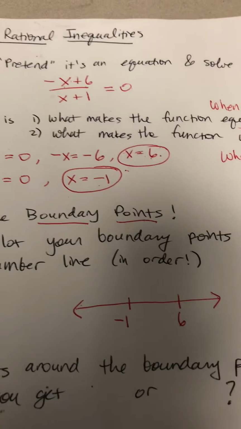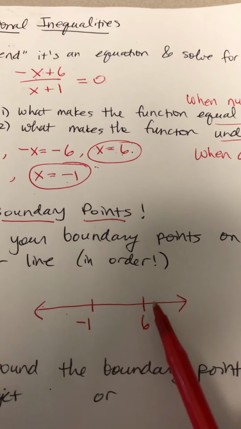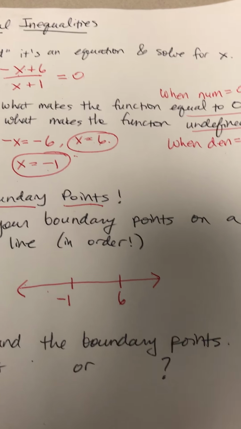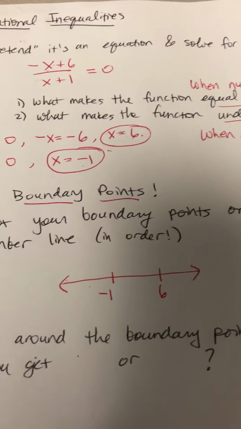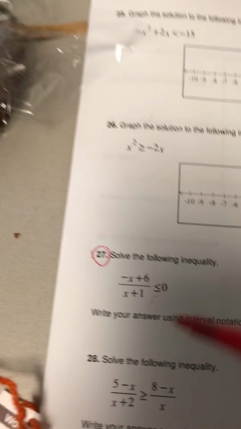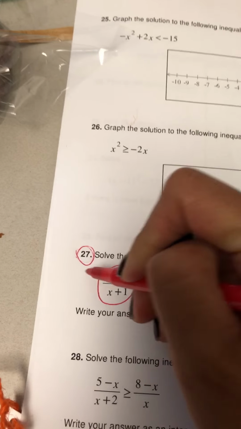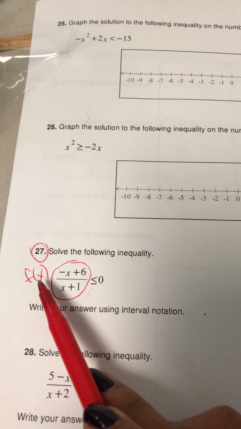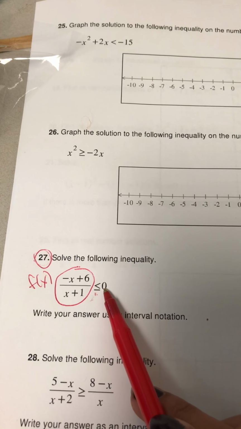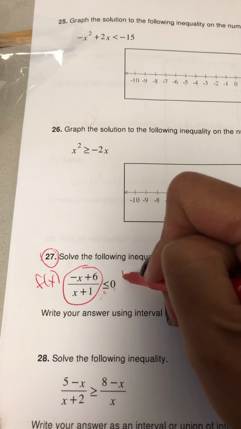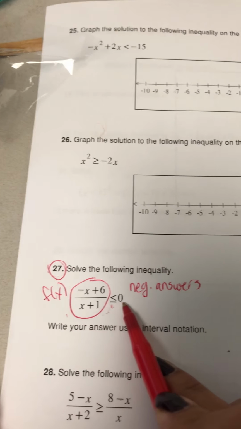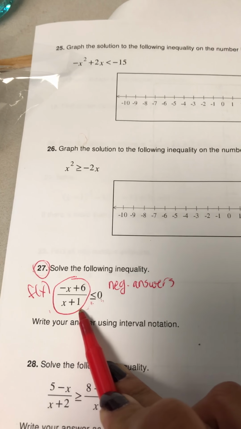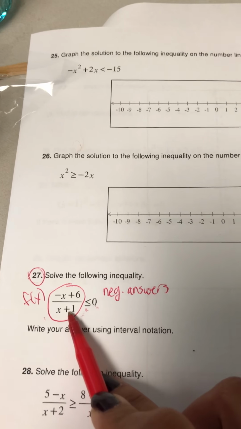Okay, so what I'm going to do is test points outside of negative 1 and outside of 6, to see if I plug in values into this function, will I get a positive or a negative answer? The reason why I'm doing that is this question is asking what values will make this function, and I'll call this function f of x, less than or equal to 0. Less than or equal to 0 means negative answers. So what x's will give me negative answers for this function? I want to see where all the negatives are. What will cause this to be negative?